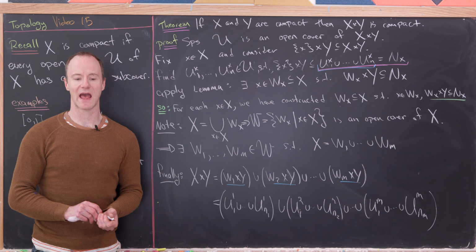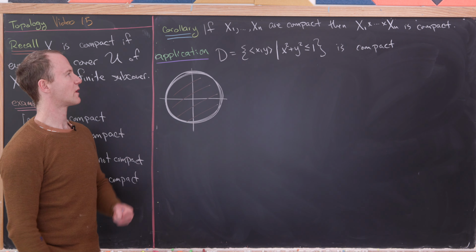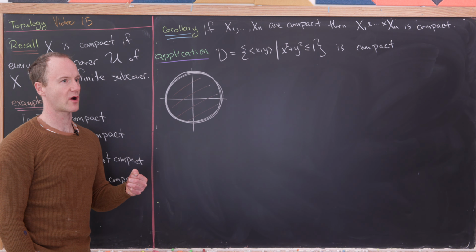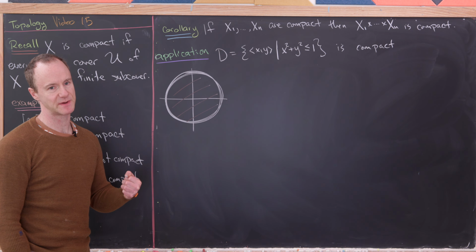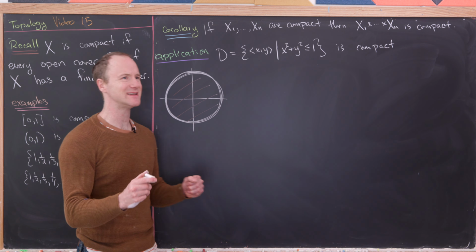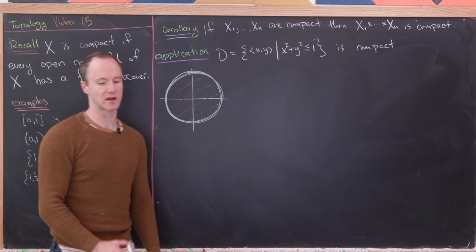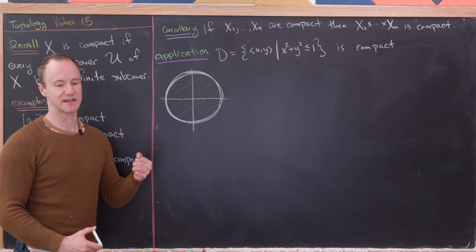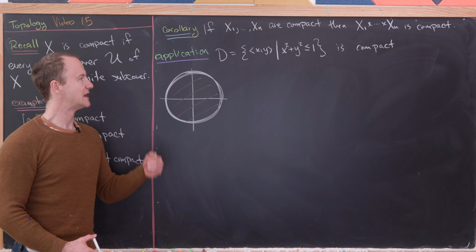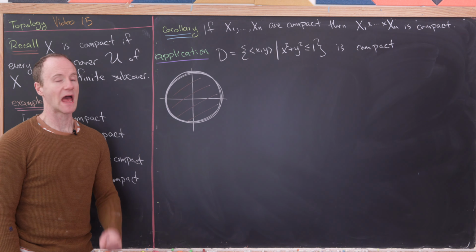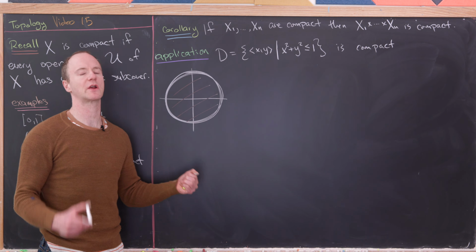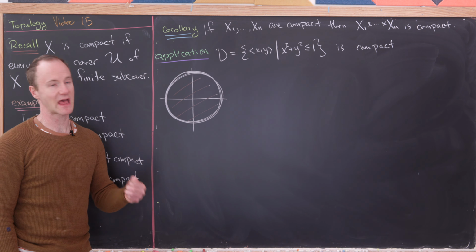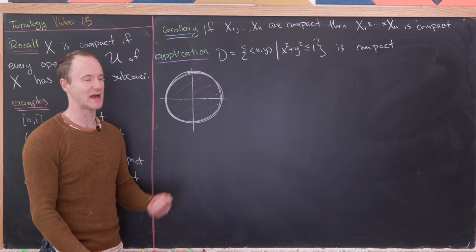So let's look at a quick application of this result. All right, so our first application is the following corollary. We just showed that the product of two compact spaces was compact. Well, inductively, that really shows that the product of finitely many compact topological spaces is also compact. Now, here's another quick application, and we'll be able to prove this result really quickly in the next video. But with the technology that we have right now, I think this is the best way to do it.